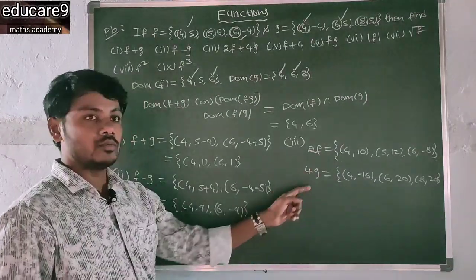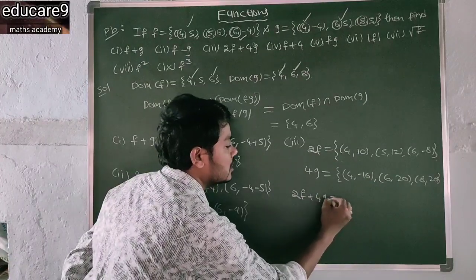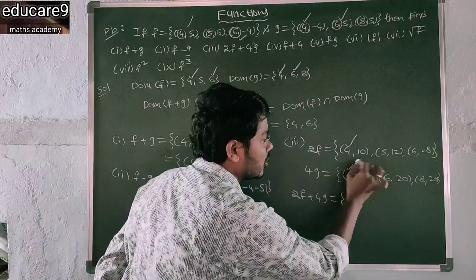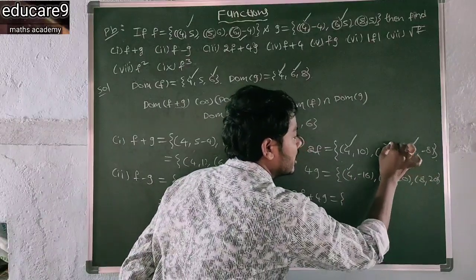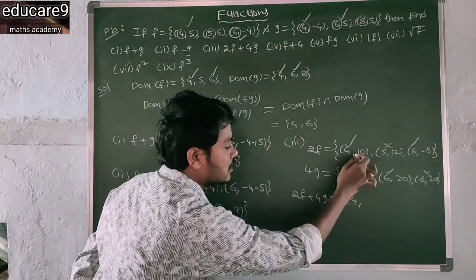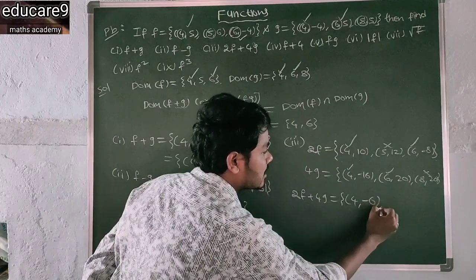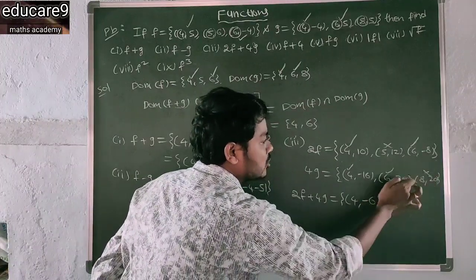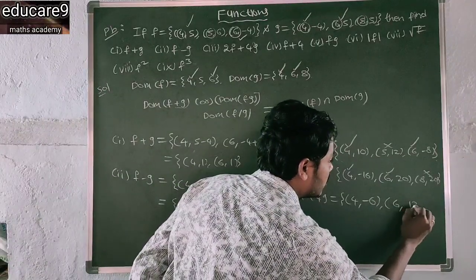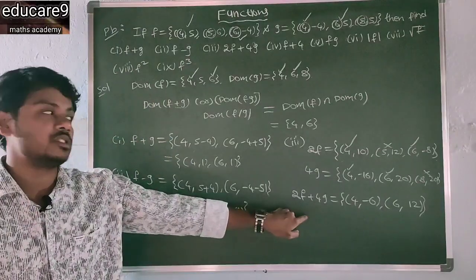Now add these two. So 2f plus 4g. So what you get? So take common domain elements. Therefore 4, 6, 6. So you have to neglect these two. Now 4 right as it is. So add this to 10 minus 16 minus 6 and 6 comma add these two minus 8 plus 20. You get 12. So this is 2f plus 4g.